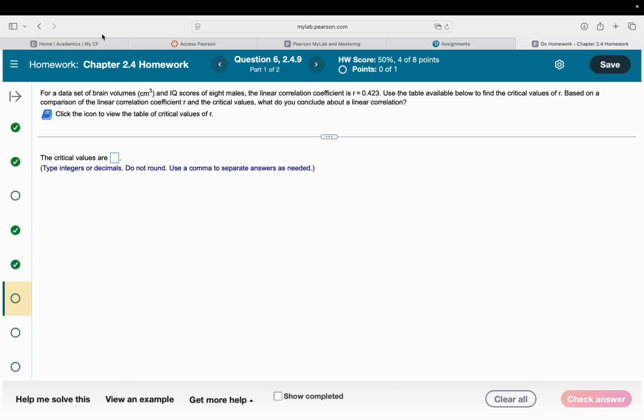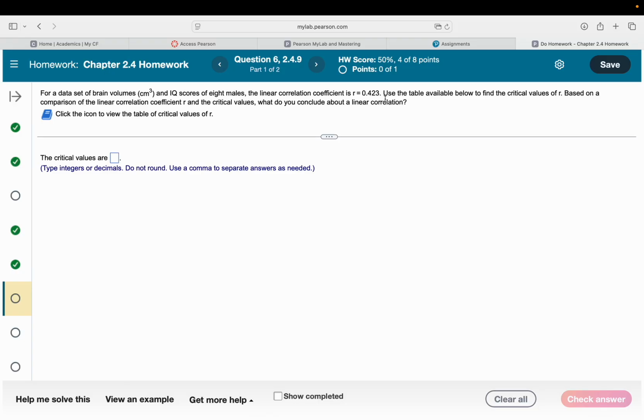So it says for a data set of brain volumes and IQ scores of 8 males, a correlation coefficient is found to be 0.423. Now, if you're thinking about that so far, here's what you should be thinking. It means if you were to draw a line through the points, your line of best fit or your regression line would be positively sloped, but your points would be pretty scattered around it.